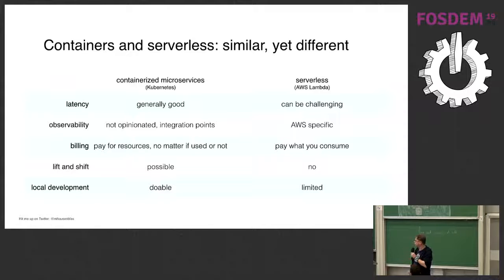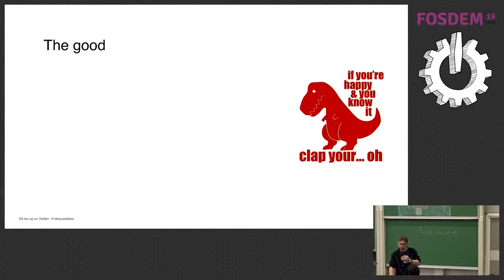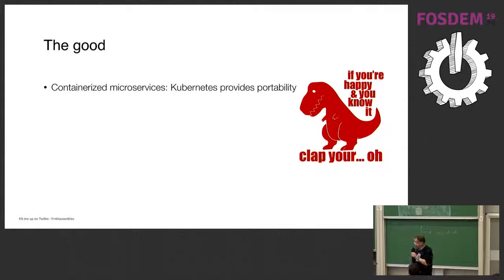And local development, it's doable in Kubernetes. There are a couple of things that allow you to do it less painfully, Skaffold and many other things. With Lambda, it's limited. You can essentially only use the gateway and the Lambda itself. So anything else, like the S3, whatever, I would need to go into live. It doesn't allow me to emulate that locally. So what's the good? In terms of Kubernetes, definitely provides portability.